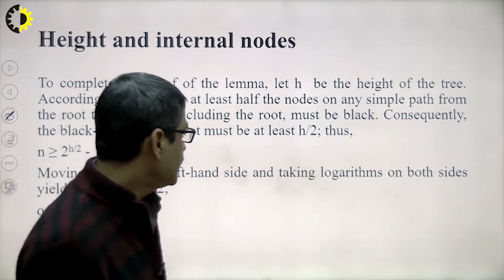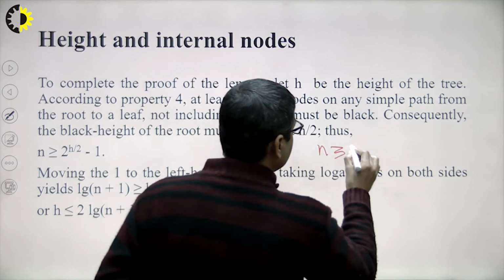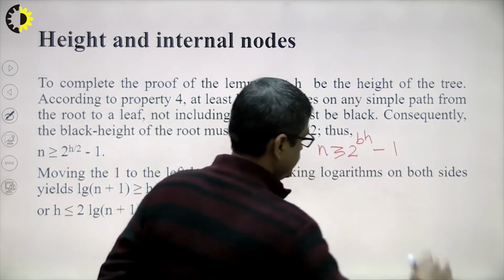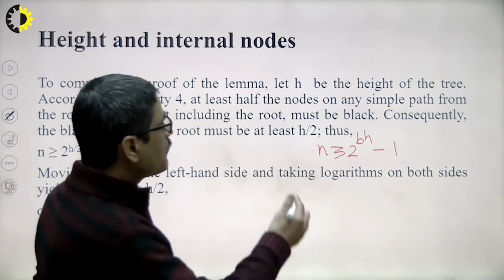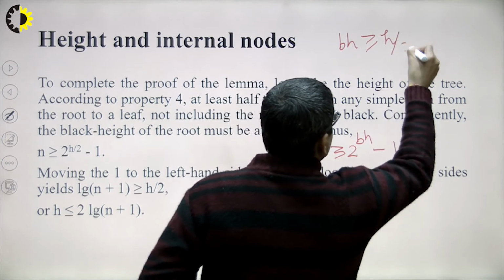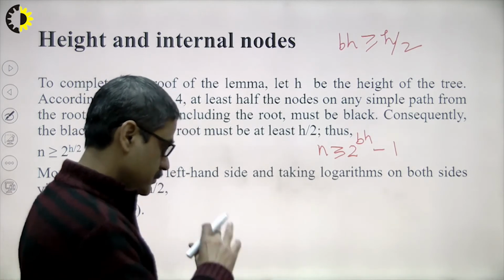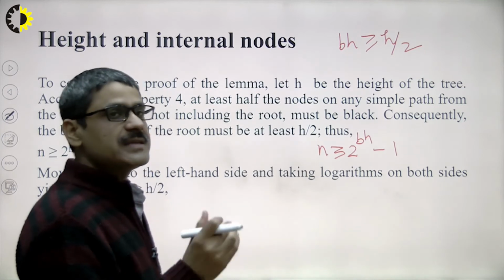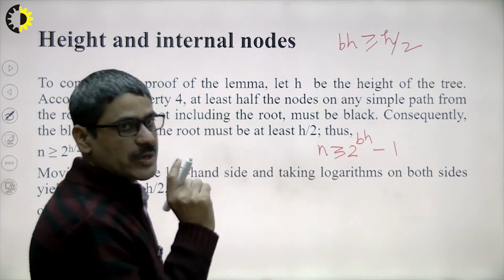So the total number of nodes is given by n greater than or equal to 2 to the power bh minus 1. Suppose the number of internal nodes is n in total. We have already proved that bh is greater than or equal to h by 2. We have seen in the given figure, where I evaluated the black height and height of every node, that the relationship between height and black height is bh greater than or equal to h by 2.